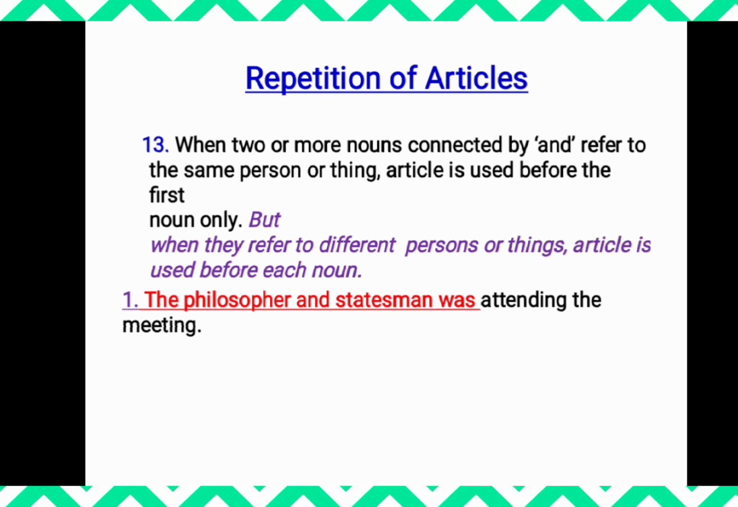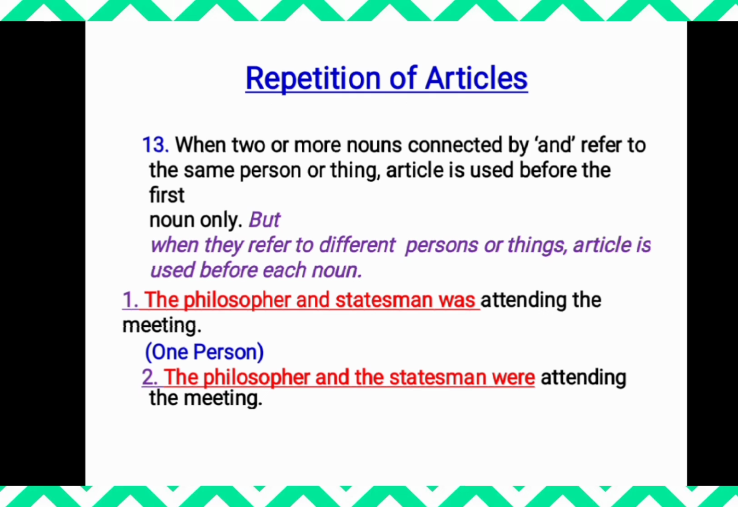The philosopher and statesman was attending the meeting. So that's why we can say that the article is used only before the first noun, the definite article. In the second category, when they refer to different persons or things, the article is used before each noun. The second example is: the philosopher and the statesman were attending the meeting.